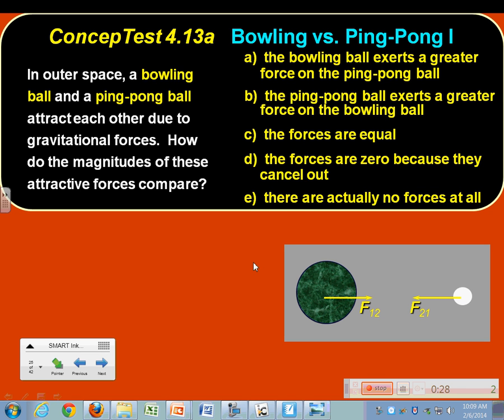Does the bowling ball exert a greater force on the ping pong ball? The ping pong ball exerts a greater force on the bowling ball. The forces are equal. The forces are zero because they cancel out. Are there actually no forces at all? It's just a big scam. It's not a scam. E is not the right answer. Think back to our Newton's laws and think which one would apply here.